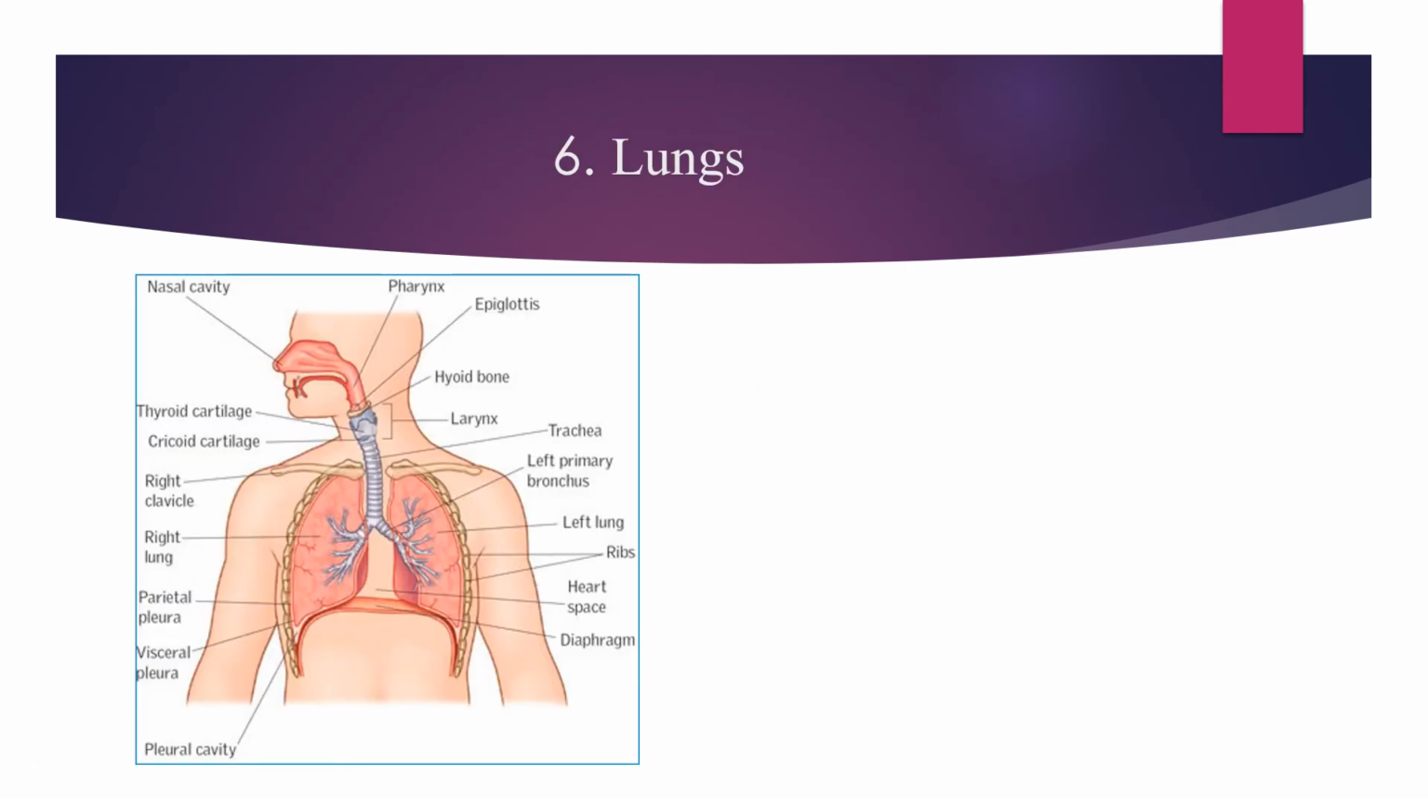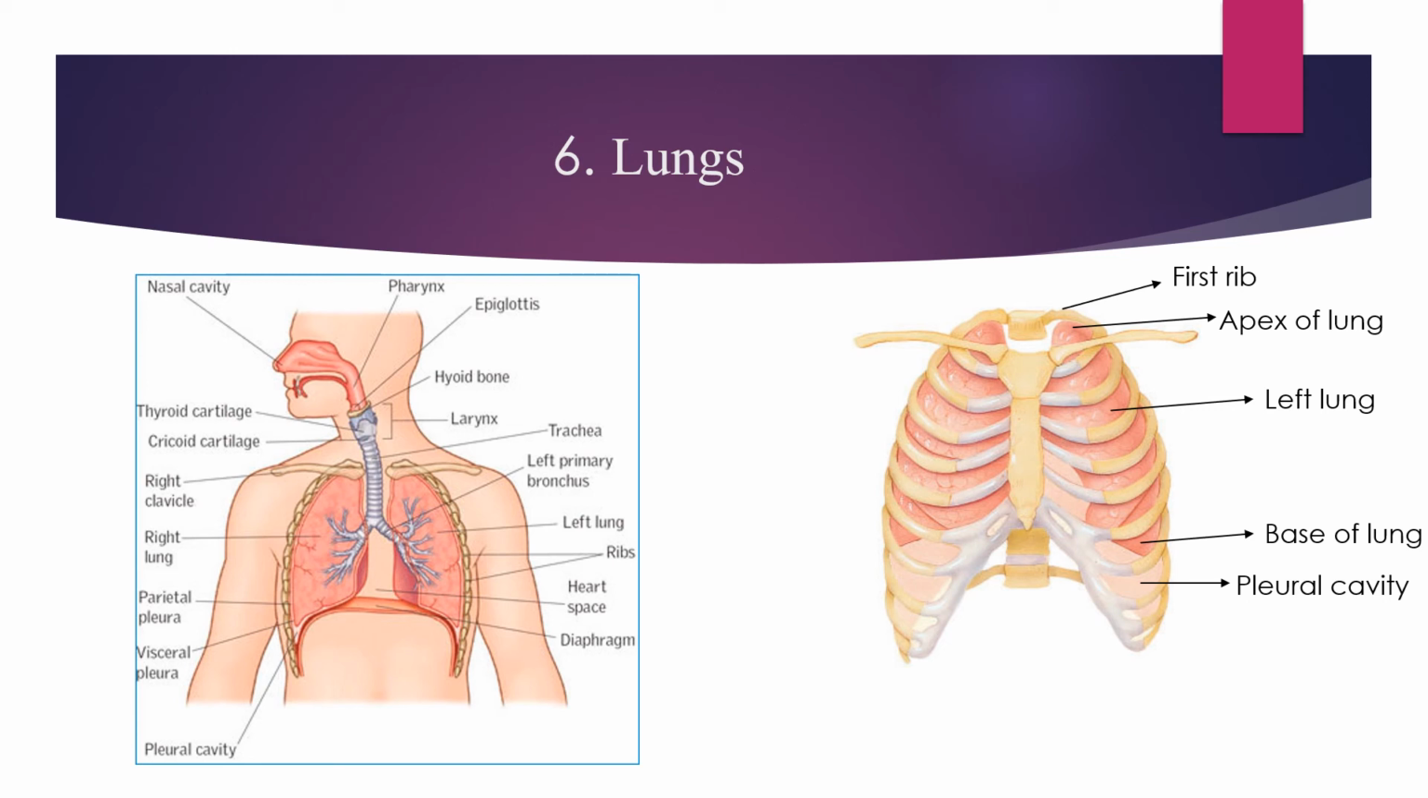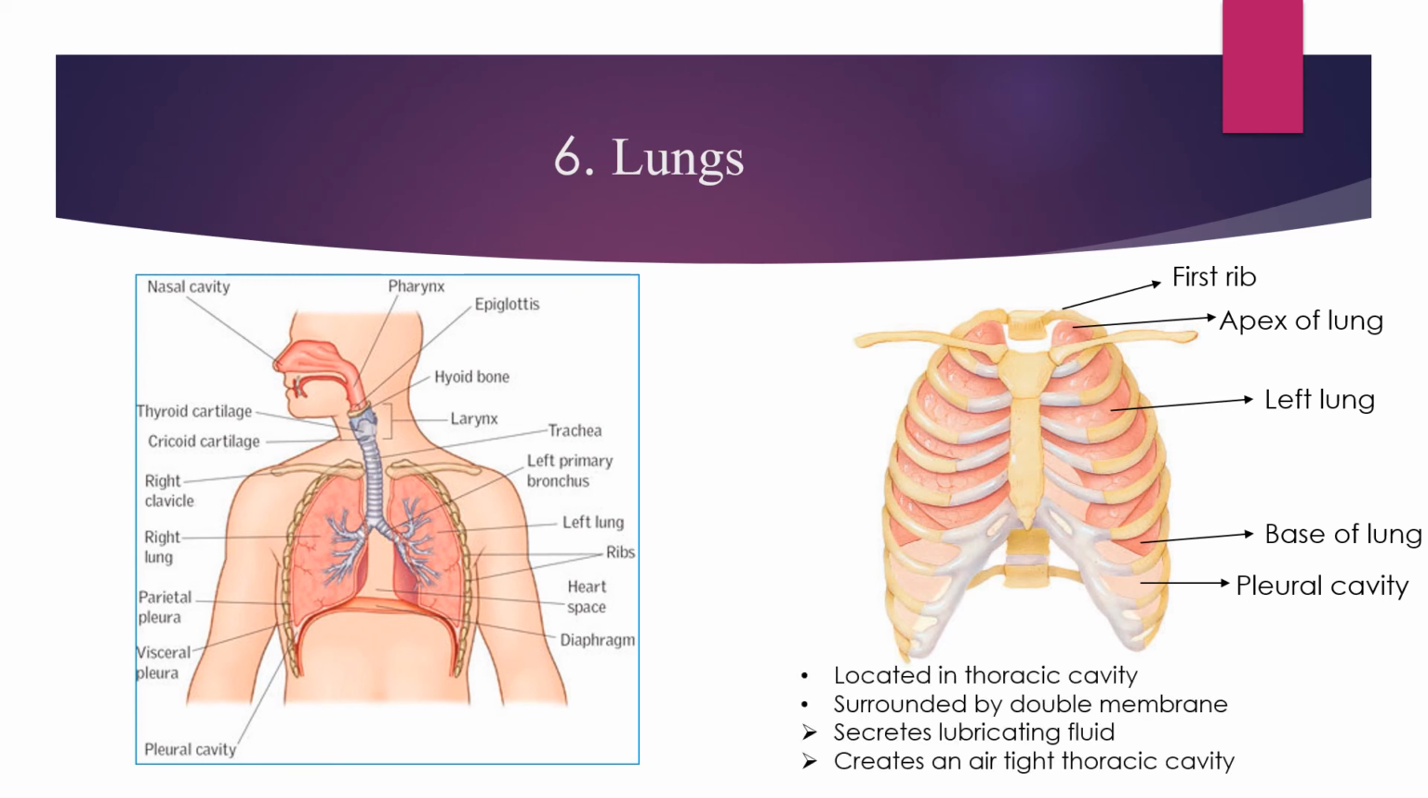Now the next part of respiratory system is the lungs. So you can see here, this particular part is known as first rib. This is the apex of the lung. This is lung, left lung. This particular part is known as the base of the lung, and this is the pleural cavity.